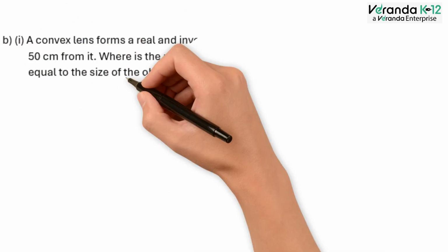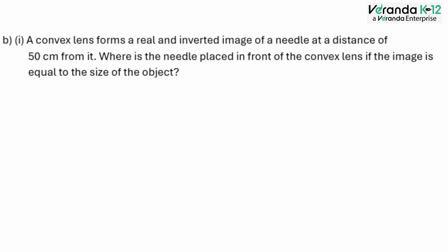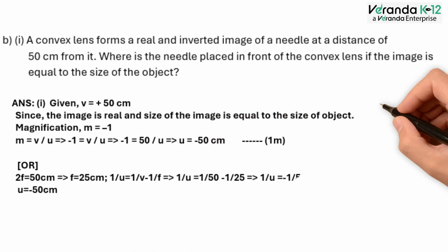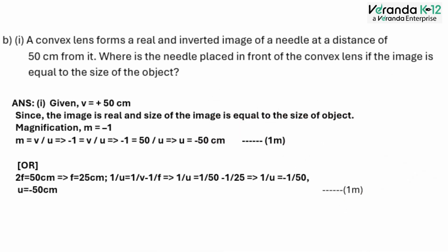Question number 9b. A convex lens forms a real and inverted image of a needle at a distance of 50 cm from it. Where is the needle placed in front of the convex lens if the image is equal to the size of the object? The refractive index of diamond is 2.42. What is the meaning of this statement?